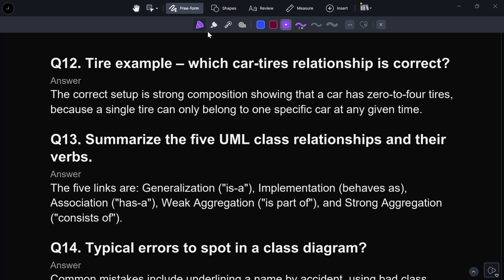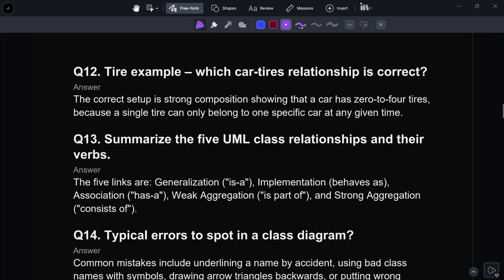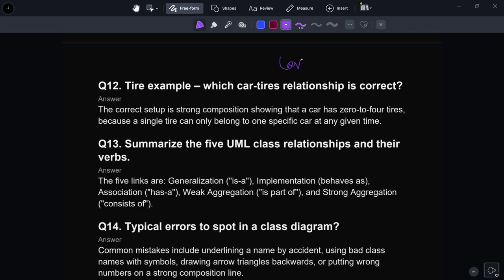Try to look at the tire example, so to say, and understand which car-tire relationship is correct. Based on that, we need to understand that the correct setup in the final domain model is strong aggregation, composition, with a filled diamond written at Car. For example, Car, where we have a diamond here, 0 to 4, Tire.